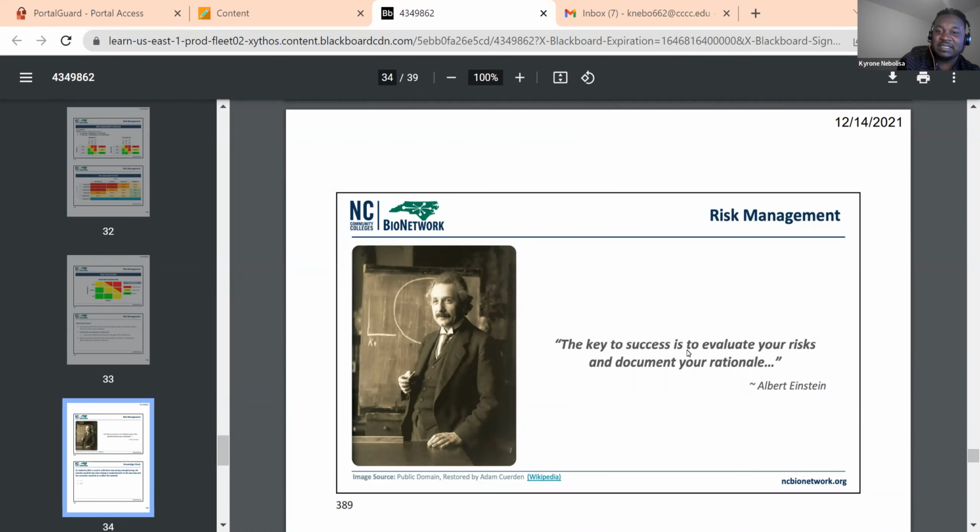So the key to success is to evaluate your risk and document your rationale. Famous quote by Albert Einstein. So you need to always be evaluating your risk. There is always risk in everything you do.